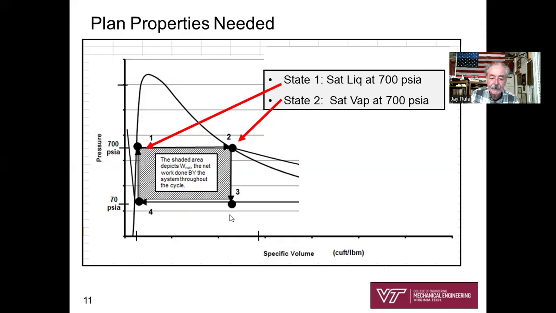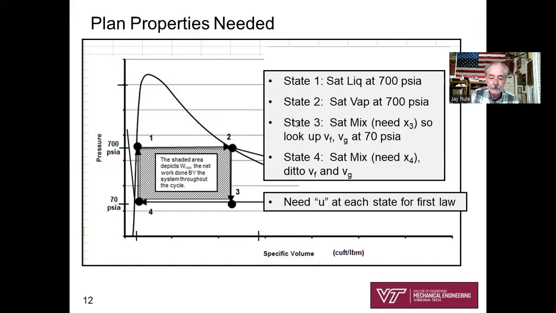So we're going to need those numbers. State 3 is a saturated mixture. It's under the dome. We're going to need to find X3, and so we will need to look up VF and VG at 70 psi and use the definition of quality to solve for X3, since we know that V2 equals V3. And the same drill for state 4. We're going to solve for X4. And then also in terms of our thermodynamic lookups, we're going to need U for each state, 1, 2, 3, 4. We'll be able to do that in MATLAB very quickly.